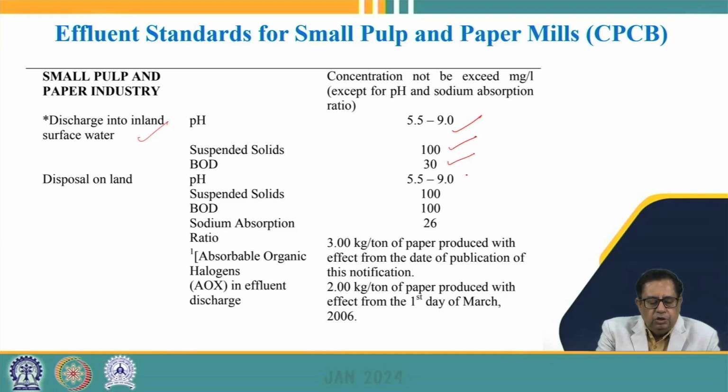The pH of the wastewater, if we are disposing it on the land, should be between 5.5 to 9. Suspended solids should not exceed 100 milligrams per liter. The BOD should not be beyond 100 milligrams per liter, and here the sodium absorption ratio, which is very much required for the fertility of the soil, should not go beyond 26. Similarly, the value of AOX in case of the small pulp and paper industries should not exceed 2 kgs per ton of the paper produced, and this is effective from March 2006.